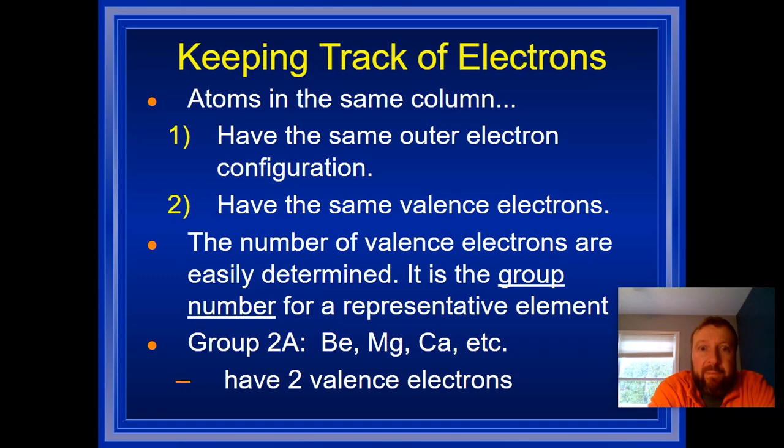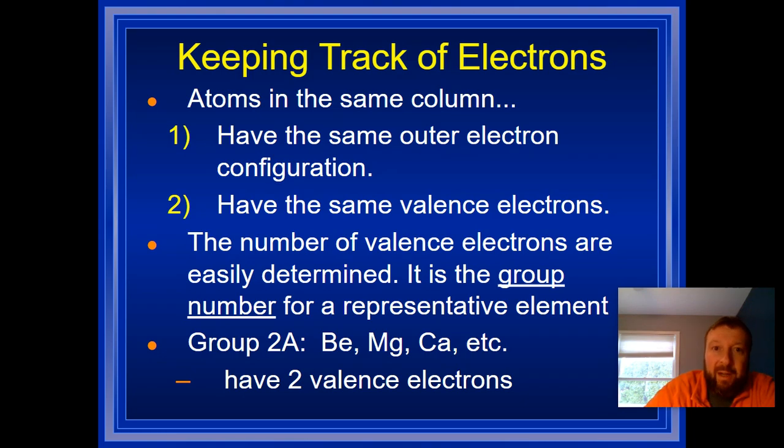So how are we going to find them? You can do an electron configuration for them all, but that would take a little bit of time to figure out how much. There's a much easier way to find the number of valence electrons. The number of valence electrons are going to be the ones that are in the same column. So it's also equal to the group number. So as it says there, group 2A will have 2 valence electrons.